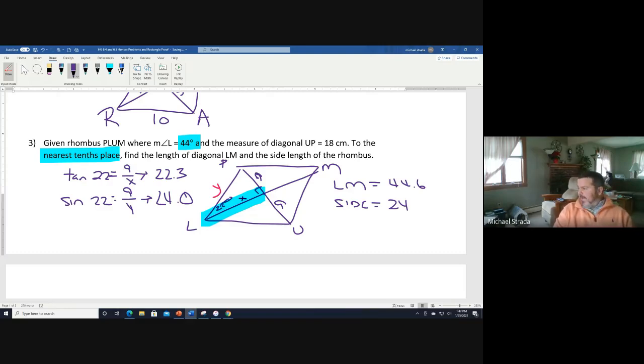Any questions about trigonometry, special right triangles, or regular Pythagorean theorem? How do they apply to these problems?